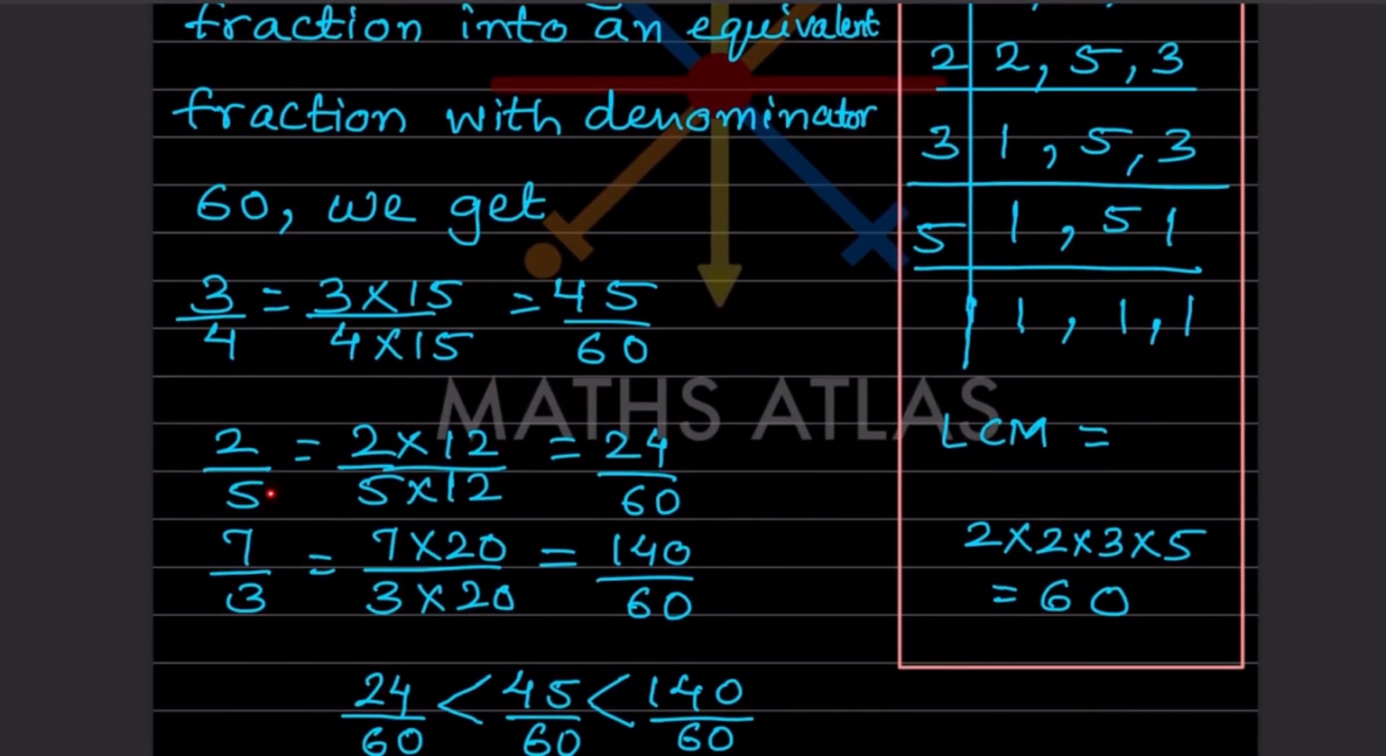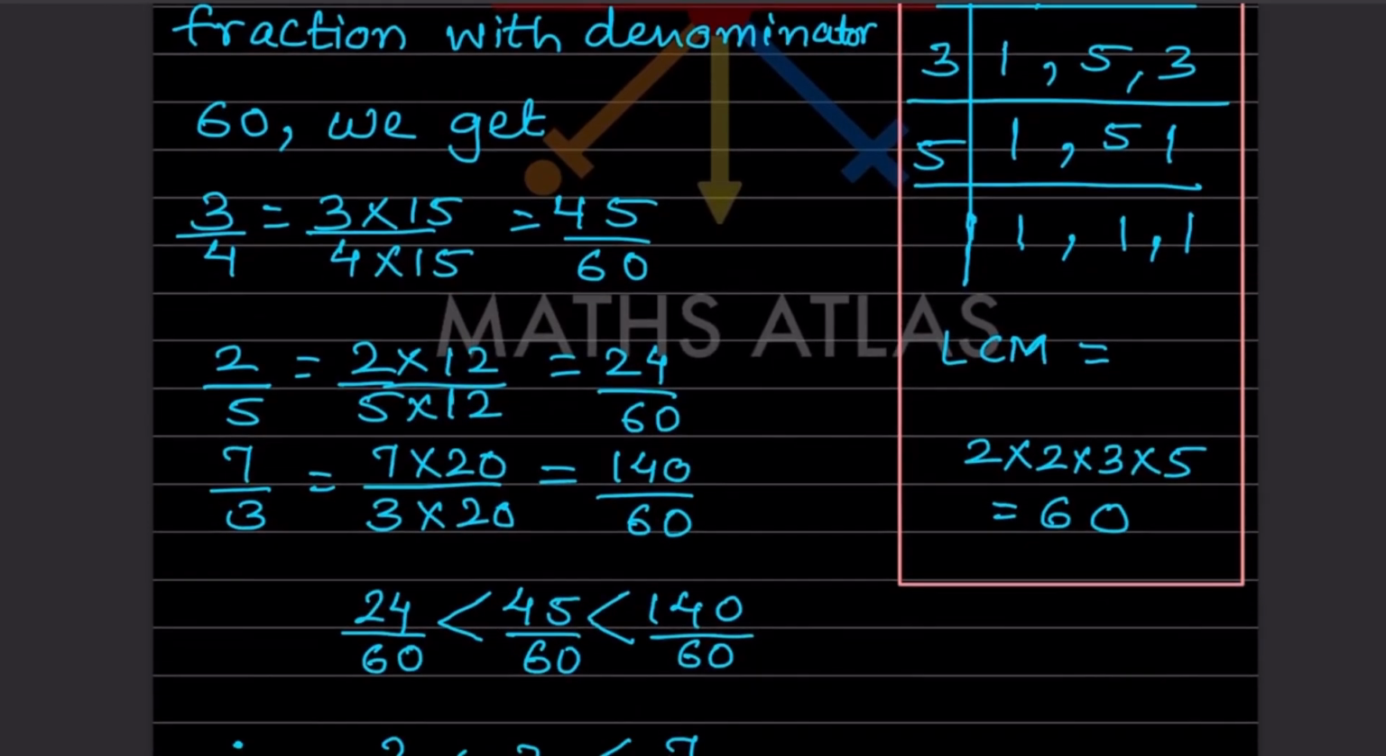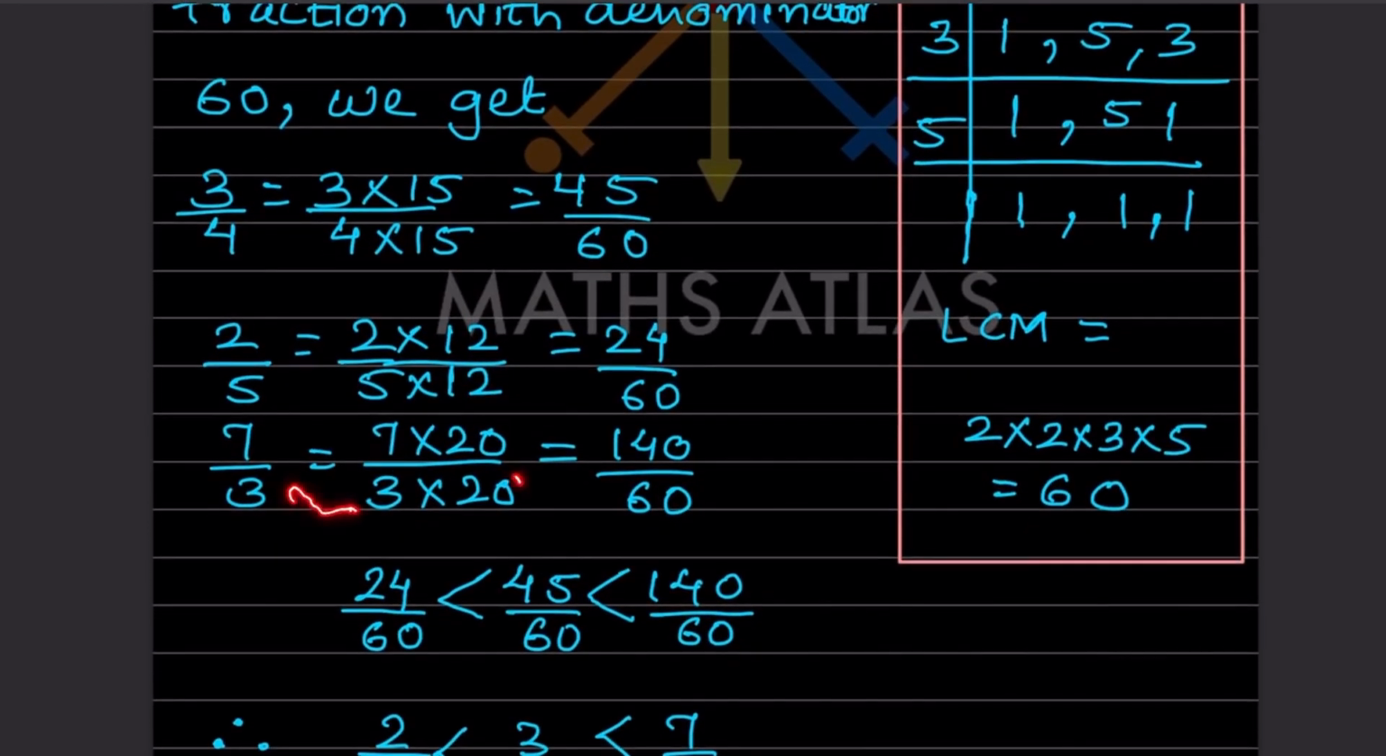We have to make the denominator. So now look at here. 5 times 12 is 60. 12 times 2 is 24. So 24 here. Now you will take the third number, 7 by 3. So here again you are going to make it 60. 20 times 3 is 60. So this is 20, so here also will be 20. That is 140 by 60.